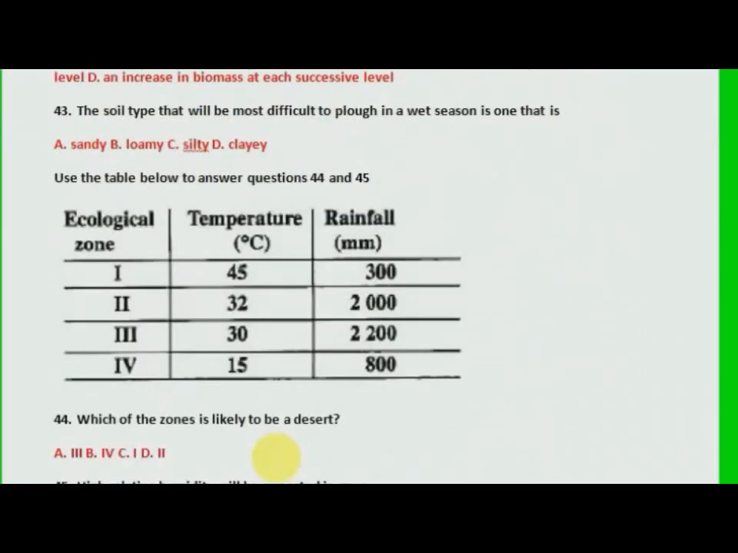Now, which of the zones is likely to be a desert? What you look at here is the one with the highest temperature. We always have the lowest rainfall. So how it works is this: the more the temperature, the lesser the rainfall. The lesser the temperature, the more the rainfall. So this is going to be very hot, so it's going to have lesser rainfall. So it's going to be a desert if care is not taken.